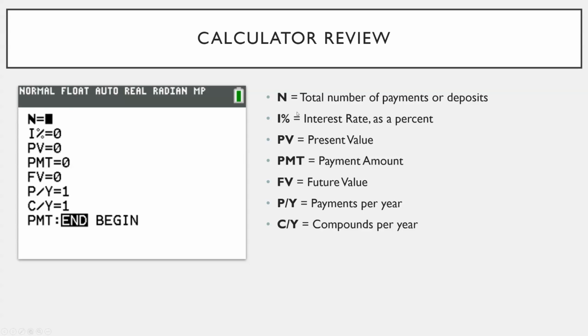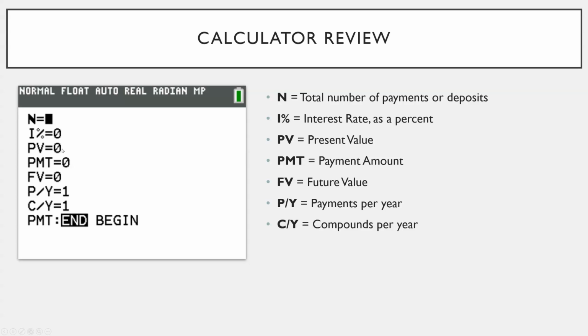So the first thing here, N, represents the total number of payments or deposits. So the total number, not just how many you're doing per year, but how many total you're going to do. I, that's the interest rate as a percent. So you don't put it as a decimal. So if something says the interest rate is 9%, you'd put 9 there.